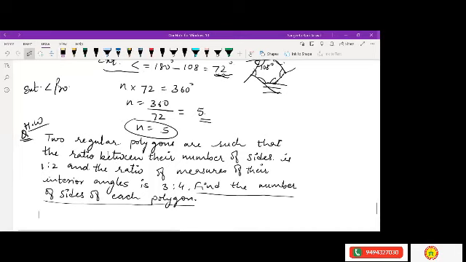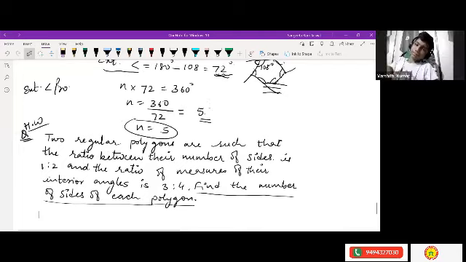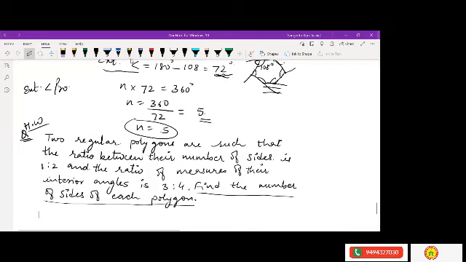Right, children? Have you noted down? Yes, ma'am. Okay, thank you, beta. Please continue doing this. This is for homework, and you also have your exercise 3.3 for homework.